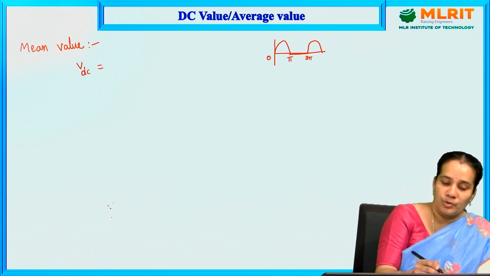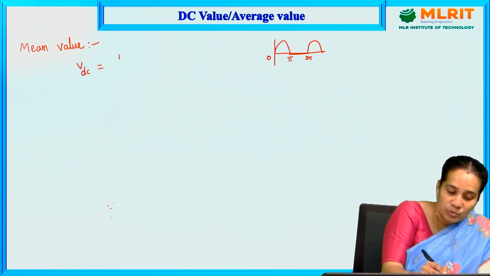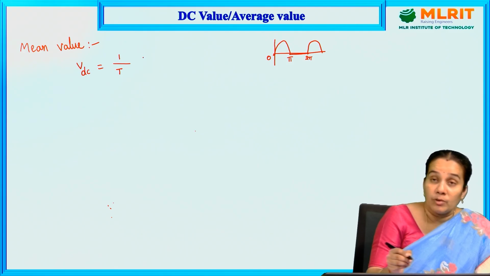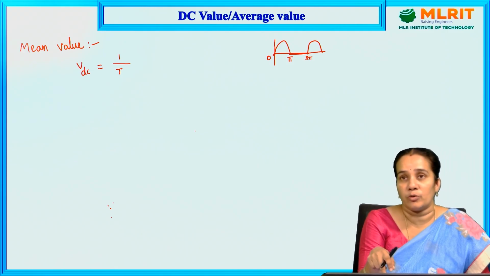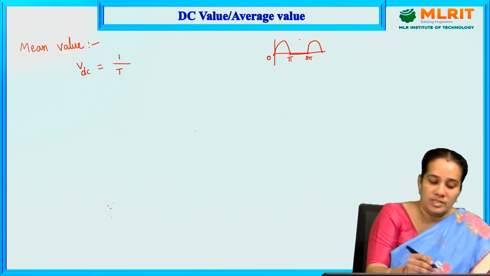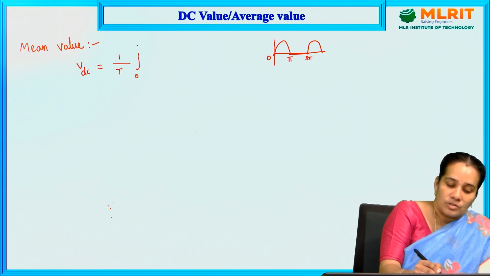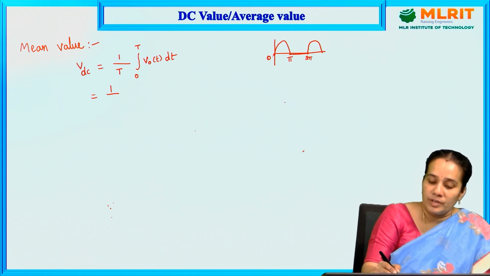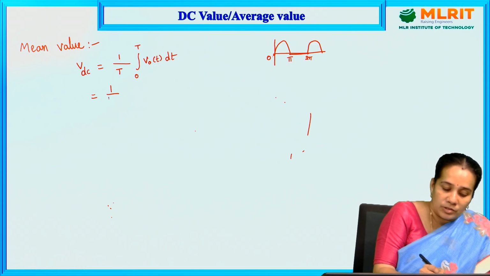How will we find the average value? We have to take the complete time, which is 0 to 2 pi. If it were a discrete signal, we would go for summation, but here it is a continuous signal, so we go for integration. The time period ranges from 0 to T, and the output signal is V naught of t into dt. Every cycle repeats from 0 to 2 pi, so the total time period is 0 to 2 pi, and the integration ranges from 0 to 2 pi.